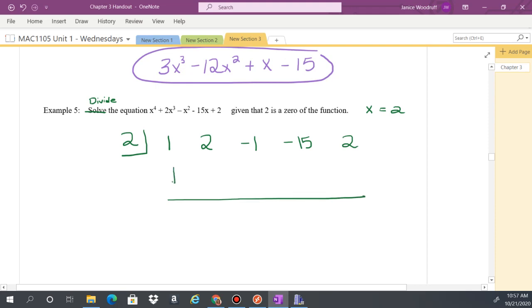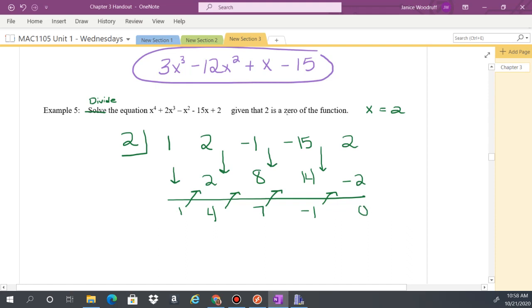So here I bring down my 1. Multiply 1 times 2 would give me 2. Add 2 plus 2 would give me 4. Multiply 4 times 2 gives me 8. Negative 1 plus 8 gives me 7. 7 times 2 will give me a positive 14. Negative 15 plus 14 will give me negative 1. Negative 1 times 2, negative 2, and then 0.